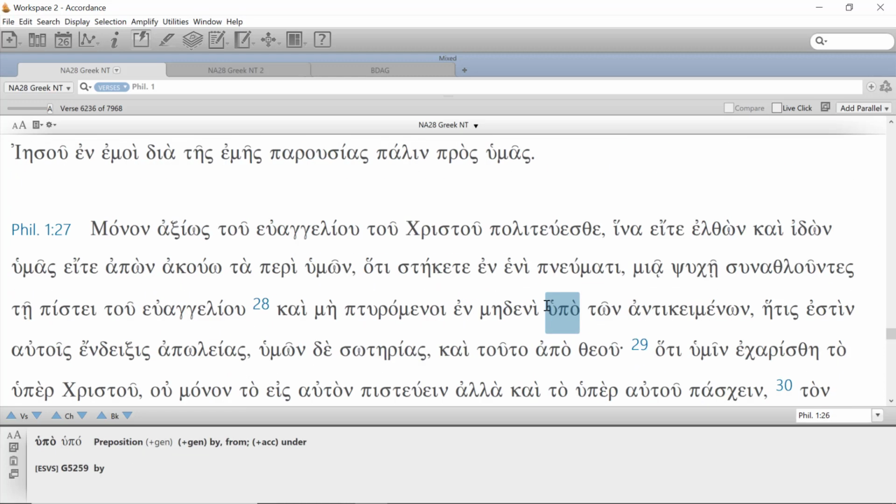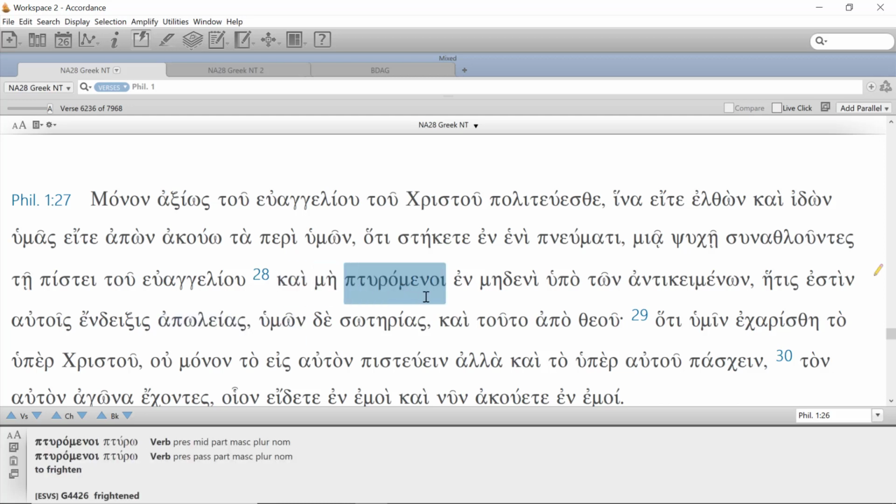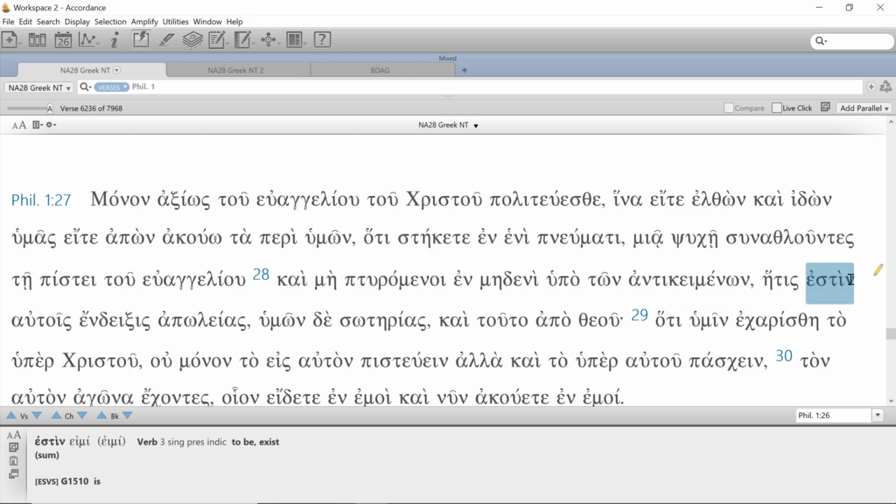And this fact helps explain the word that he uses down here in verse 28 to describe how the world sees these citizens of the kingdom of heaven. He says, "and in nothing being frightened or terrified by those who oppose you, which is to them evidence of apoleas."